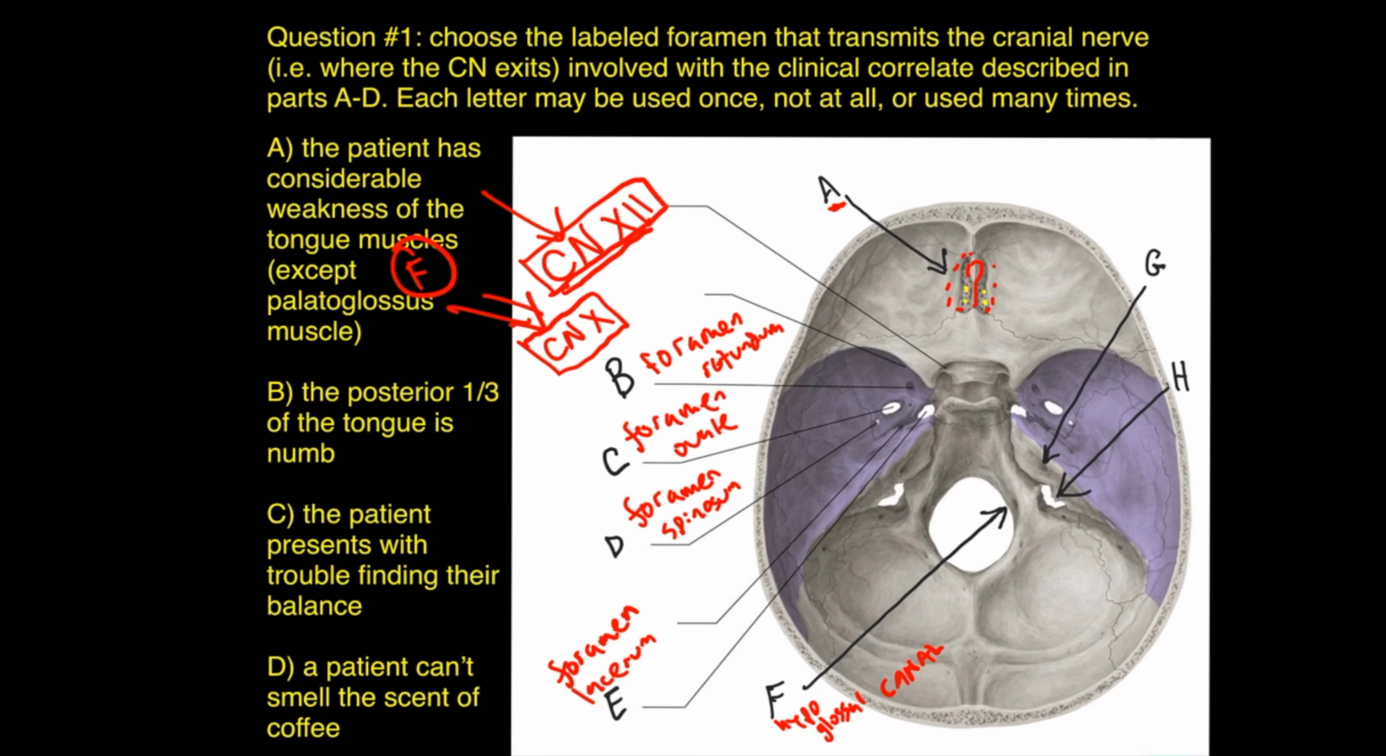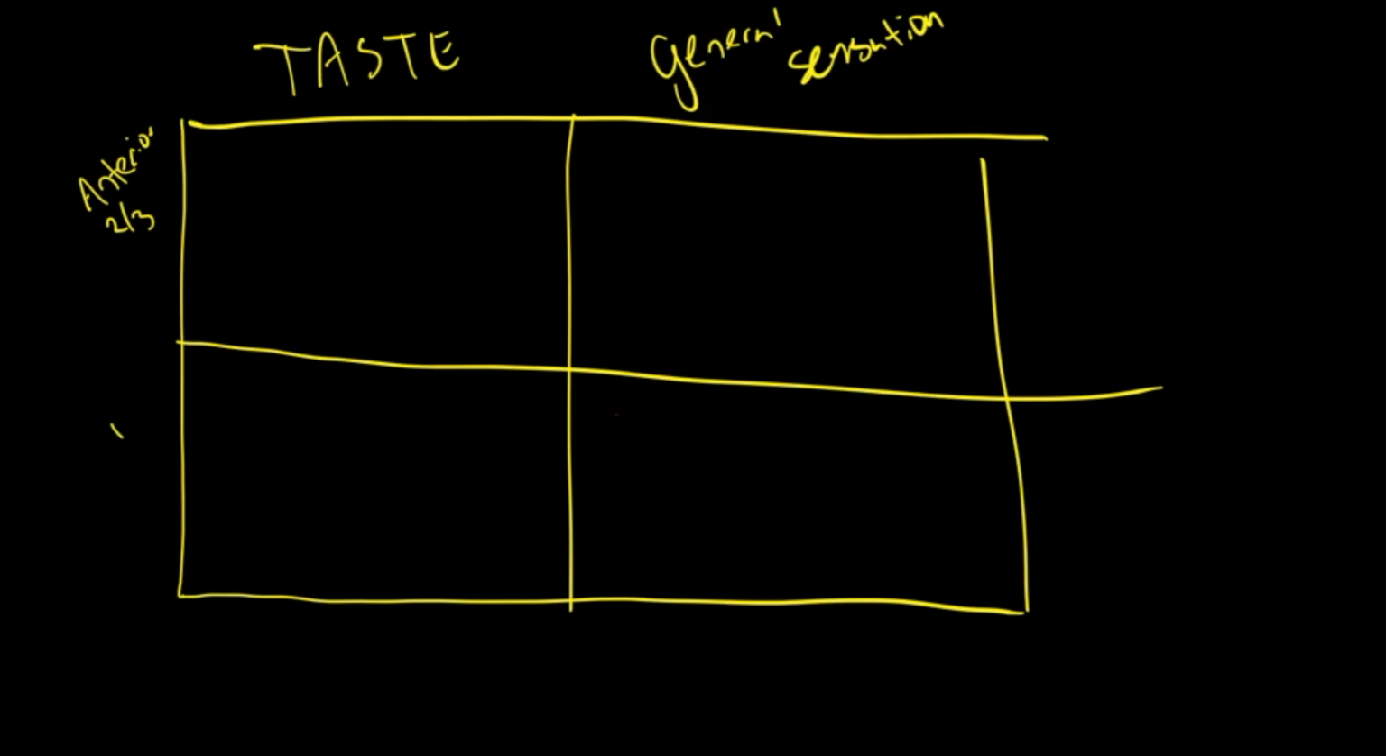Let's move on to question number B here. So B is the posterior 1/3 of the tongue is numb. All right, so let's talk a little bit about posterior versus anterior 1/3 of the tongue. I have a nice little table here showing some innervation to the tongue. We have some taste and some general sensation going to the tongue, and we have different parts of the tongue: an anterior 2/3 of the tongue and a posterior 1/3 of the tongue. So there are going to be different nerves going to these different boxes.